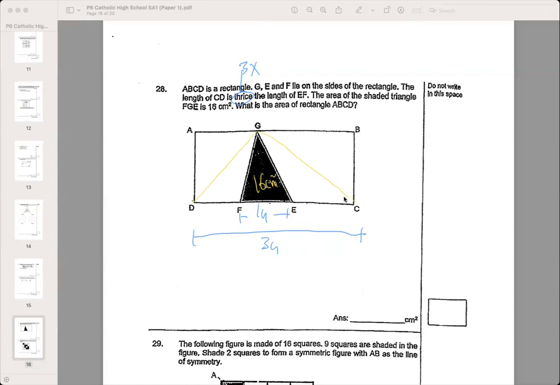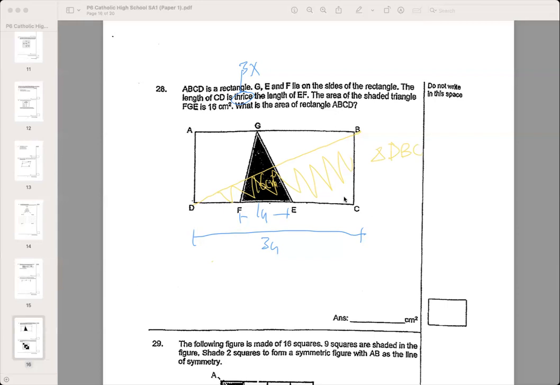Or maybe I shouldn't do this. How about you look at this triangle, which is half of this triangle. Now, this triangle is DBC. Triangle DBC and the shaded triangle have something in common. They have a common height. So triangles having the same height, listen carefully, their area is proportionate to their base.